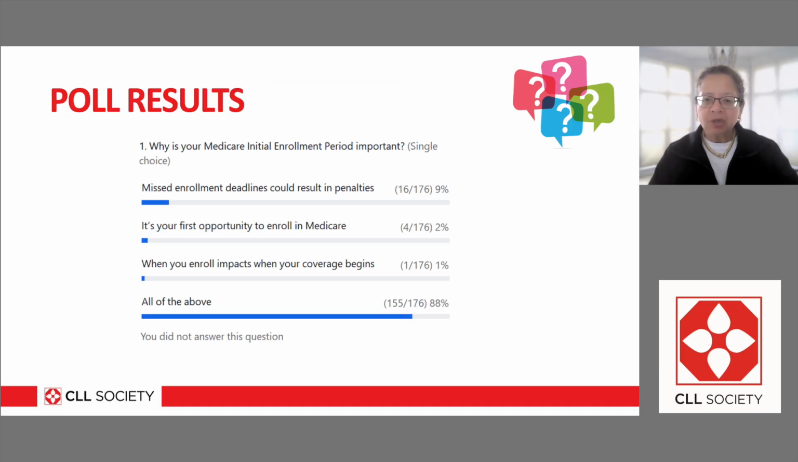It looks like the vast majority of you said all of the above, and some chose one of the other answers. So the correct answer is yes, all of the above. Missed enrollment deadlines can result in penalties. That is true. And so we want to be especially mindful of your open enrollment period now. And of course, initial enrollment period, as I said a moment ago, means it's your first opportunity, as opposed to open enrollment, which is annual.